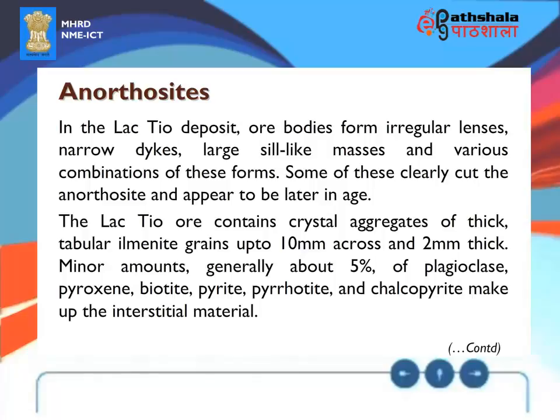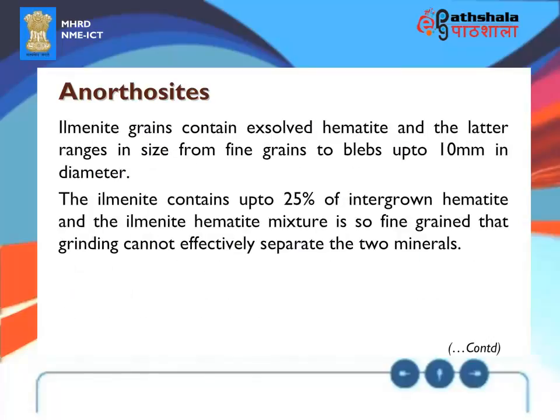The Lac Tio ore contains crystal aggregates of thick tabular ilmenite grains up to 10 mm across and 2 mm thick. Minor amounts, generally about 5%, of plagioclase, pyroxene, biotite, pyrite, pyrrhotite, and chalcopyrite make up the interstitial material. Ilmenite grains contain exsolved hematite, and the latter ranges in size from fine grains to blebs up to 10 mm in diameter. The ilmenite contains up to 25% of intergrown hematite, and the ilmenite-hematite mixture is so fine-grained that grinding cannot effectively separate the two minerals.